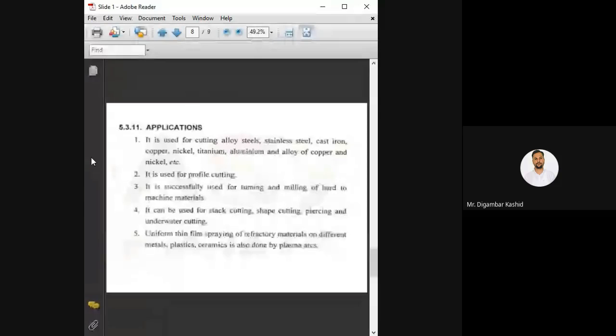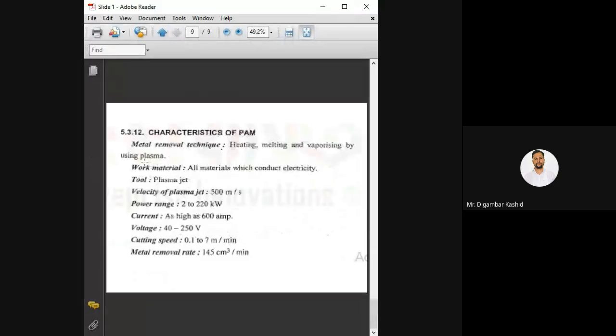Now here, some characteristics I am presenting, so you can see also. Process characteristics of this plasma arc machining. If you take the point of material removal technique, due to what action is material removal taking place? The action or technique is heating. As we are taking thermal energy, heating is important. Then due to that heating, melting will take place.